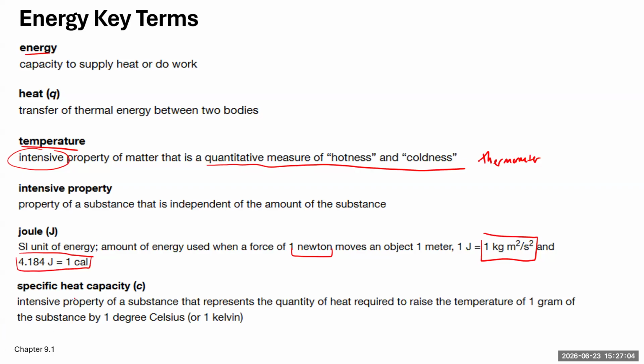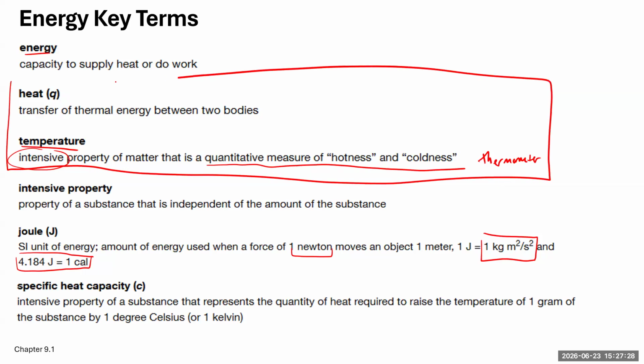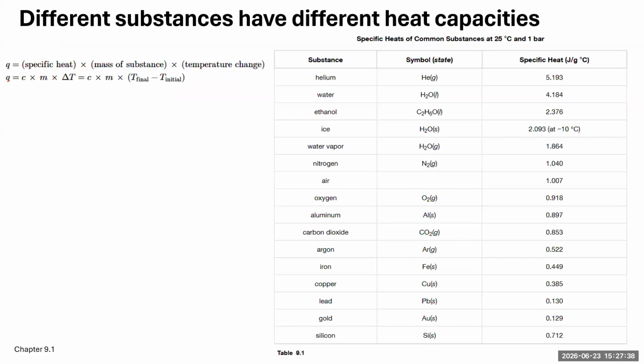Specific heat capacity is an intensive property of a substance that represents the quantity of heat required to raise the temperature of 1 gram of the substance by 1 degree Celsius or Kelvin. And we're going to do some math with that. So what I really want you to take away from this slide is heat and temperature are two different things. Heat is something you could transfer. Temperature is just a measurement of hot, quote unquote, and cold, and we'll explain that next, right?